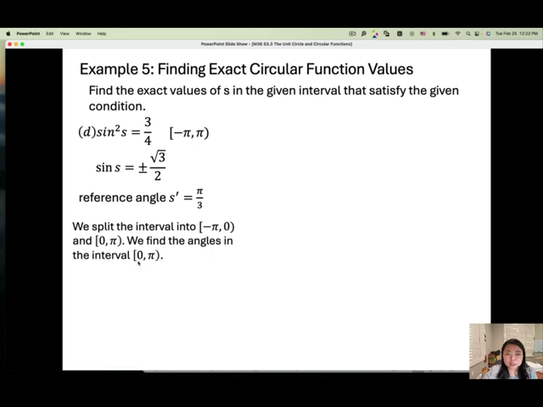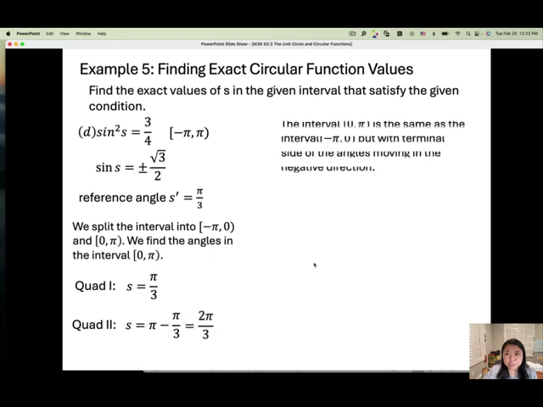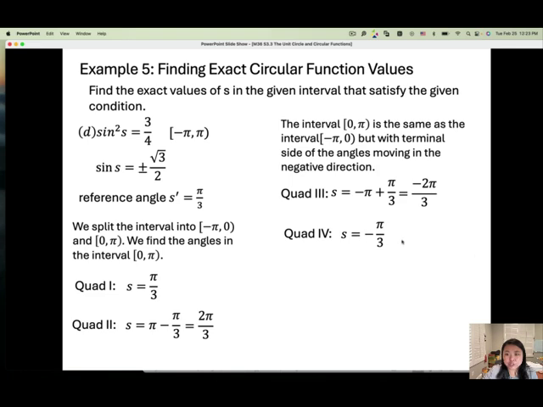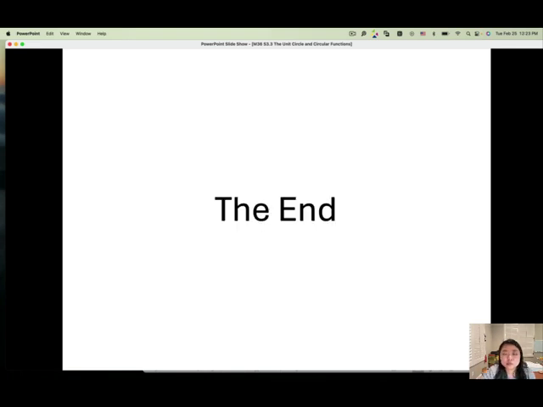So we only take care from 0 to pi, so quadrant 1 and quadrant 2. And then the second part, we take care of negative pi to 0. Quadrant 3, going clockwise to negative pi, so negative pi plus the reference angle gives negative 2 pi over 3. Quadrant 4, that will be negative pi over 3. Okay, that's it.